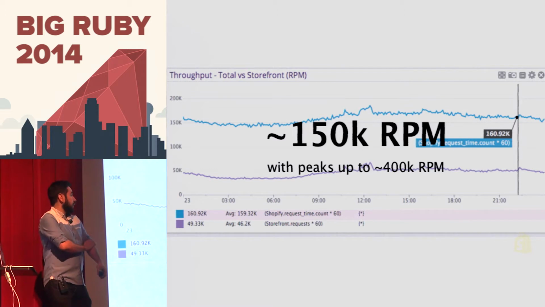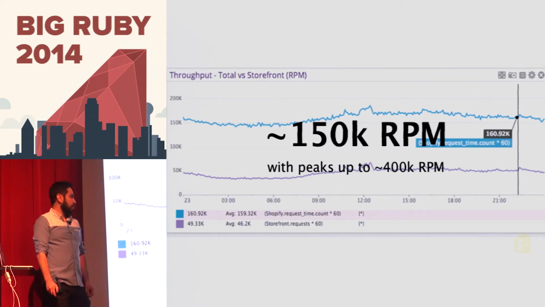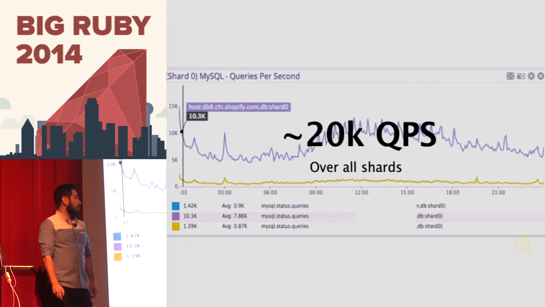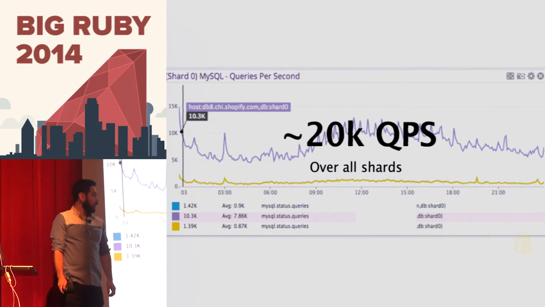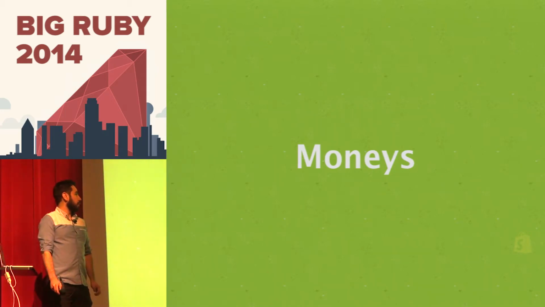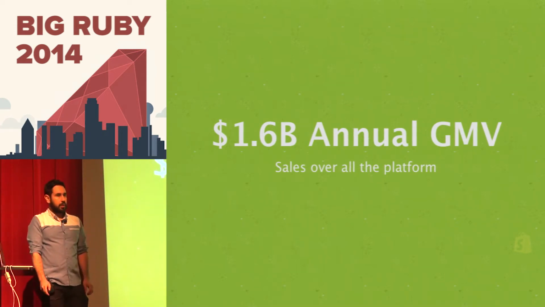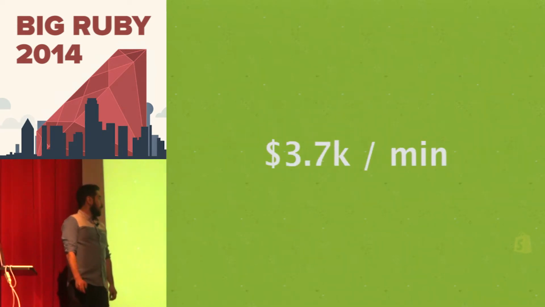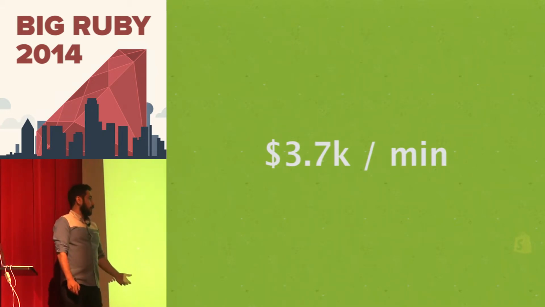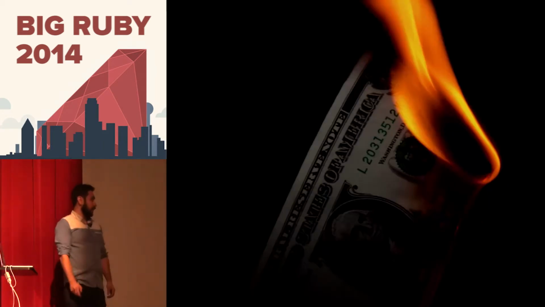This is a typical day for Shopify. We do around 150,000 requests per minute with peaks up to 400K. And overall across shards, we're doing around 20K queries per second. Since we are in the business of commerce, let's talk about money a little bit. The GMV, the sales over the whole platform last year, was 1.6 billion. That means at every minute through the platform, we are looking at almost 4K per minute. So when there are outages, this is how it feels.